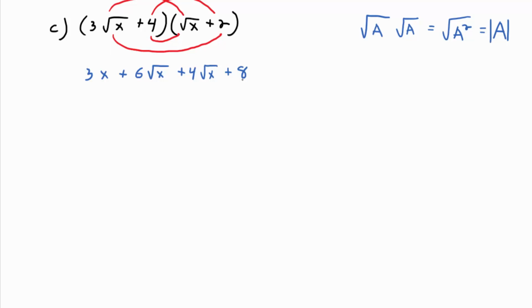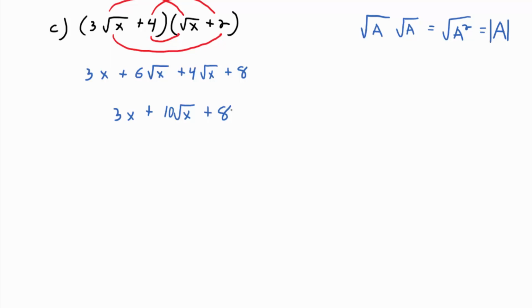Stare at that. We're not done because there's like terms, but stare at that for a second. Make sure that makes sense to you. Is that okay? What do you get when you combine together the 2 like terms in the middle, the 6 root x plus 4 root x? So 3x plus 10 root x plus 8. That's the best I can do. You cannot combine non-like terms together via addition or subtraction, right? You can multiply unlike terms together all day long.